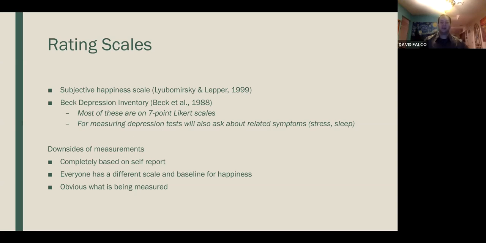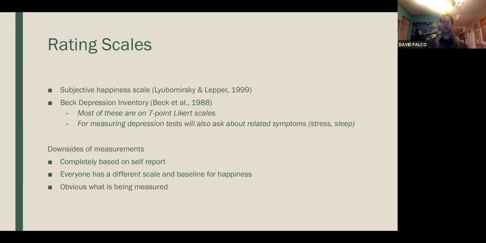The problem with a lot of these scales is they're mostly just 7-point Likert scales, where they ask you to rate your feelings about a certain topic on a scale from 1, like absolutely sure, to 7, like strongly agree to strongly disagree. For the Beck Depression Inventory specifically, there were 21 questions. They were all on a scale from 0 to 3, with 0 being the least depressed and 3 being the most depressed answer.